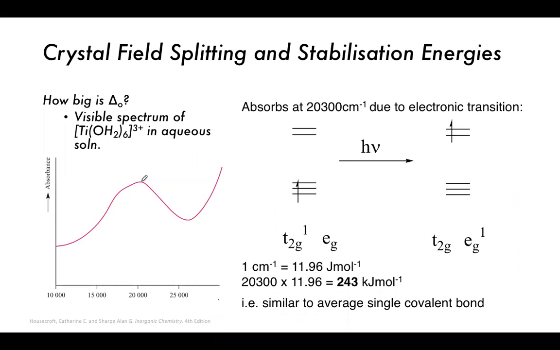And so if we know that, or the wave number that it happened at, and since we know how much energy one wave number is, we can actually calculate the energy of this transition by multiplying the wave numbers by this joules per mole. We see there's 243 kilojoules per mole of energy in this transition. Or at least the splitting of delta O is 243 kilojoules per mole, which is similar to an average single covalent bond.